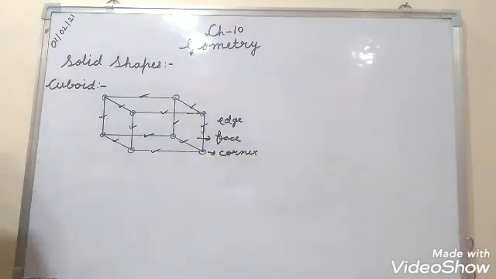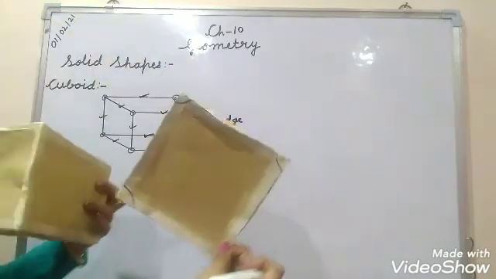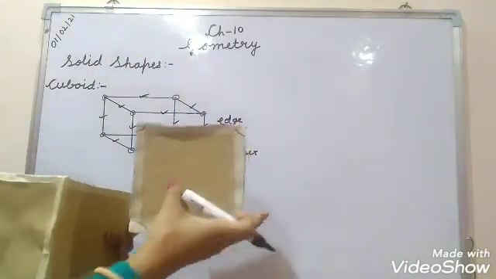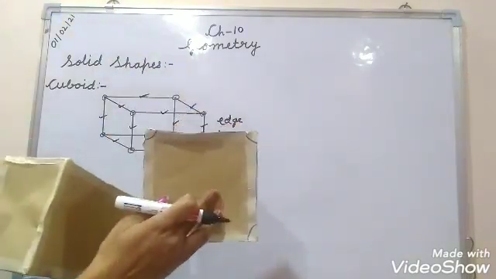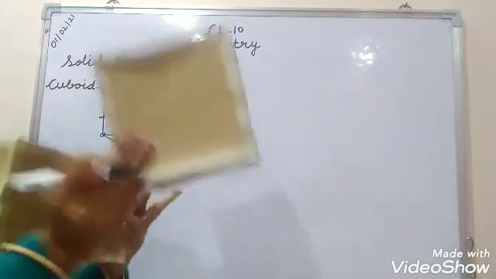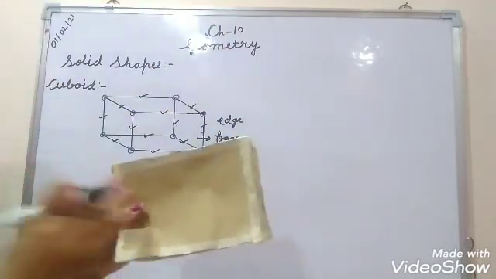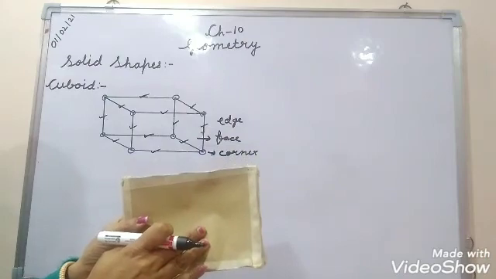Okay children, you have understood the difference between cube and cuboid. The faces of a cube are of square shape, and the faces of a cuboid are of rectangle shape.